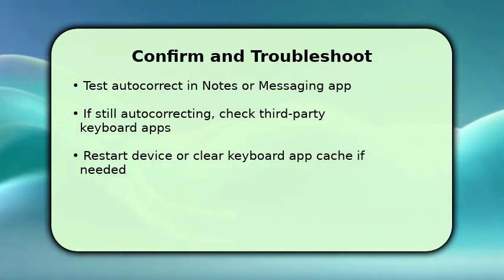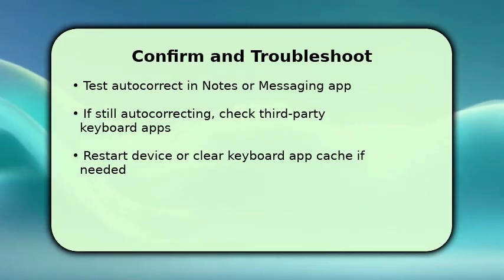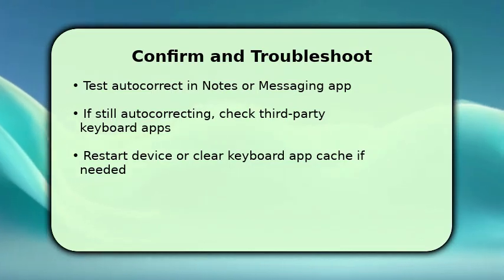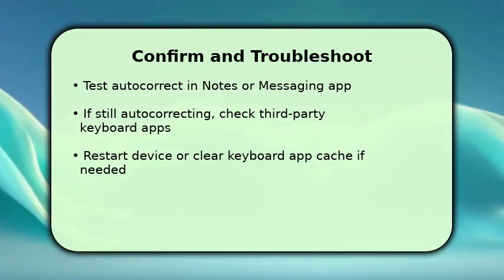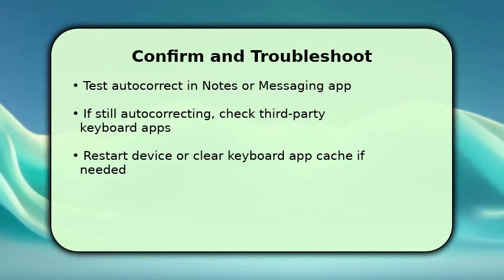Make sure you turned off the correct toggles rather than only suggestions. If problems continue, restart the phone and clear the keyboard app cache from app settings. This refreshes preferences. One key tip: reinstall or update the keyboard app if its settings seem stuck.